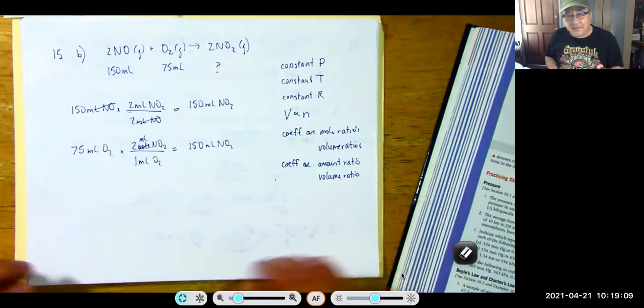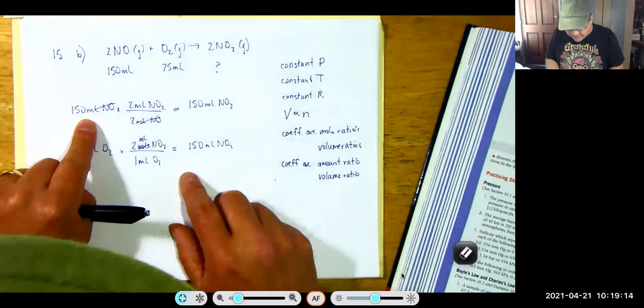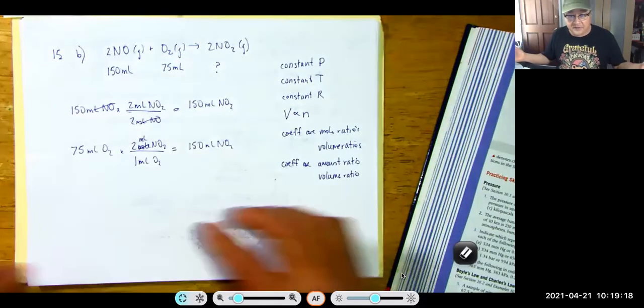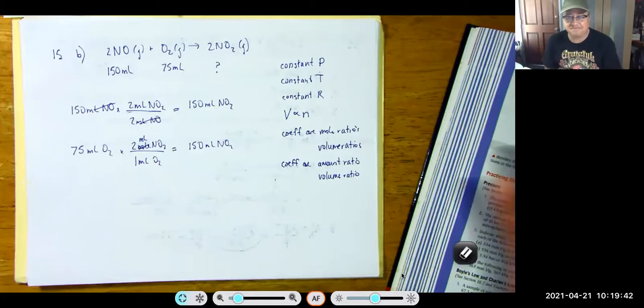The mistake would be to say, okay, if I start with 150 of this, I'm going to get 150 here. If I start with 75 of this, I get 150 there. So therefore I get 300. That's a mistake. It's kind of like saying, if I start off with 2 slices of bread, I'm going to get 1 sandwich. If I start off with 1 slice of bologna, I'm going to get 1 sandwich. And therefore if I start off with 2 slices of bread and 1 slice of bologna, I'm going to get 2 sandwiches. And you're not. You're going to get 1 sandwich.